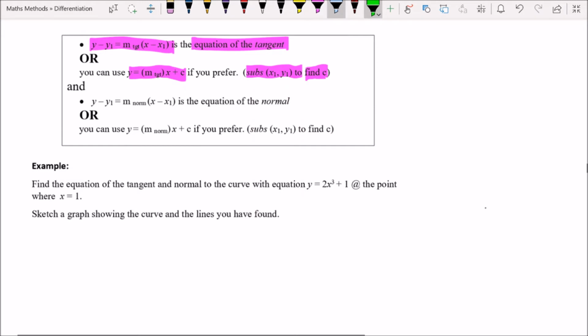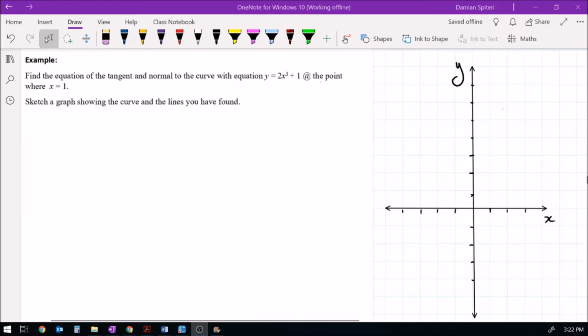And if you want to work out the equation of the normal, well, you can use this setup, and that'll spit out the equation of the normal straight away. Or you could do y equals mx plus c, and then substitute in x1, y1 into it to find c, and then you'll know what your equation is. So you've got two alternatives there for each, finding the equation of the tangent and finding the equation of the normal. Let's have a look at an example now.